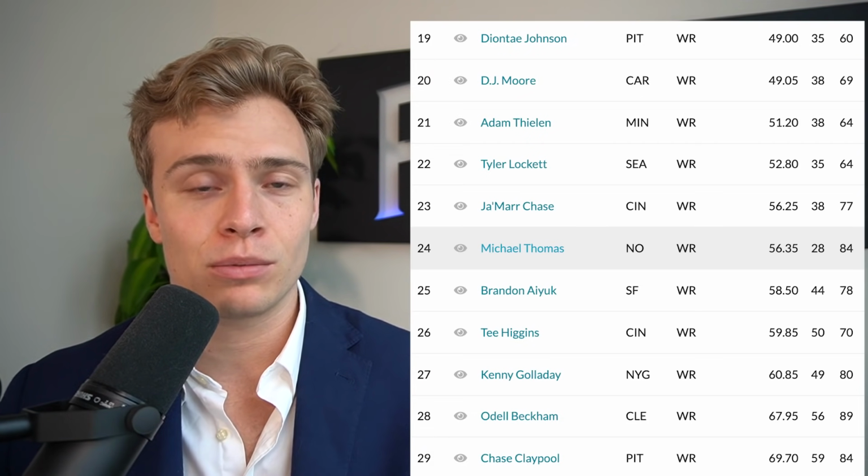Currently, I have him ranked directly behind Kenny Golladay and Robbie Anderson, who are my wide receiver 28 and 29. I have him ranked directly ahead of Odell Beckham Jr., JuJu Smith-Schuster, Chase Claypool, and Courtland Sutton. So please be wary of where you are drafting Michael Thomas. I personally wouldn't even touch him until we get to the 7th round of fantasy drafts.